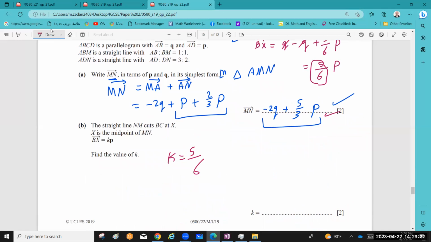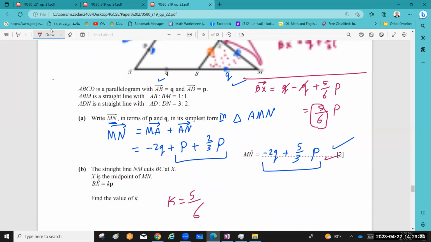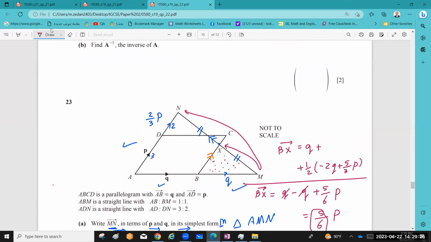This was just a sample of a vector question. Continue to solve similar questions.